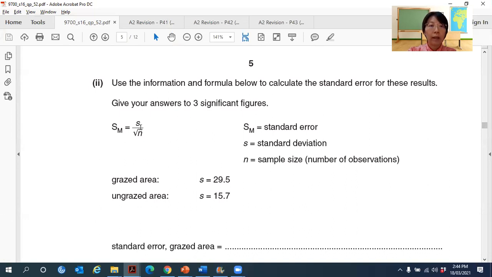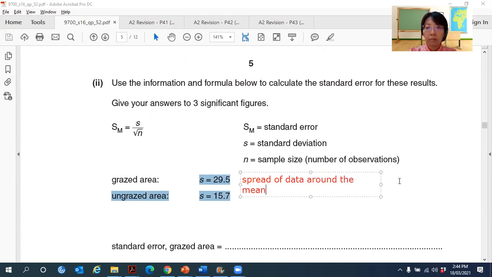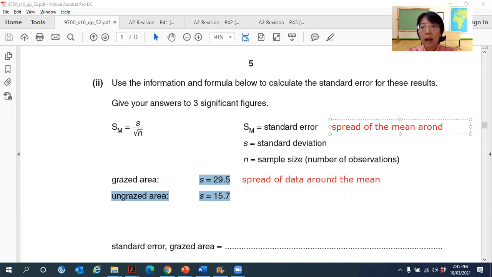Now here they ask you to calculate the SM value. SM is actually the standard error. They've given you the standard deviation, which is the spread of the data, the individual data, around the mean. So this one you have to know. Whereas standard error is the spread of the mean around the mean. What do you mean by the spread of the mean around the mean?